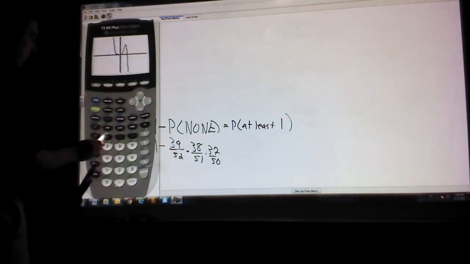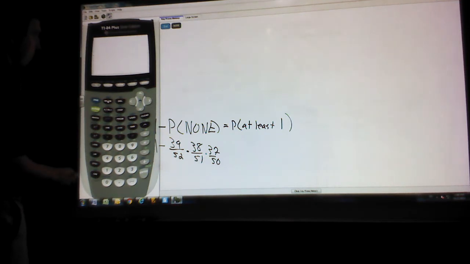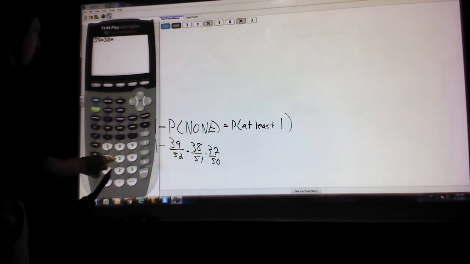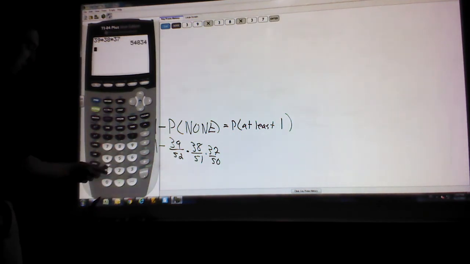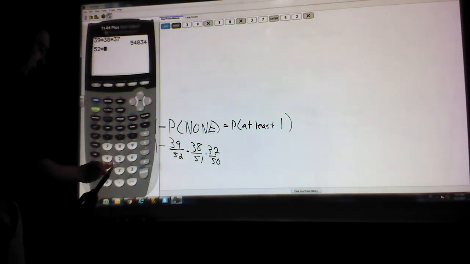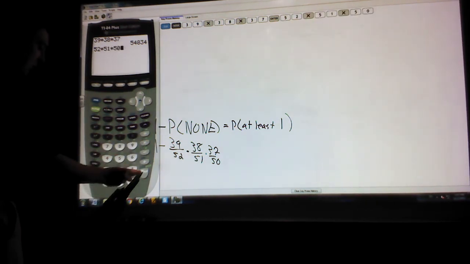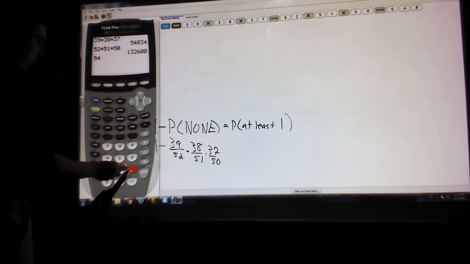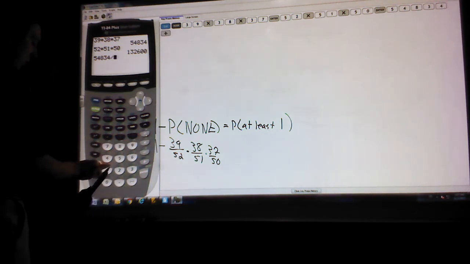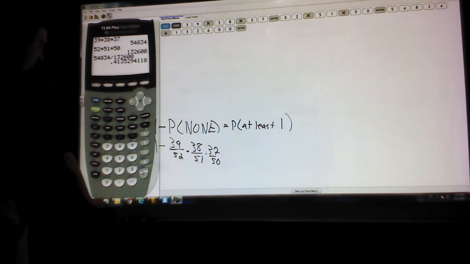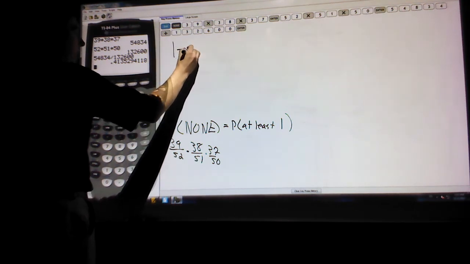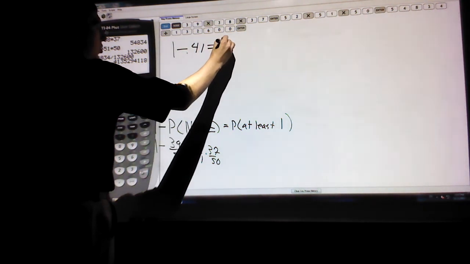All right, so let's see. 39 times 38 times 37 is that number. 52 times 51 times 50 is that number, and I'll divide those. 54,834 divided by 132,600 is 41%. So that's not my answer. I need to take 1 minus that. 1 minus 0.41 equals about 59.